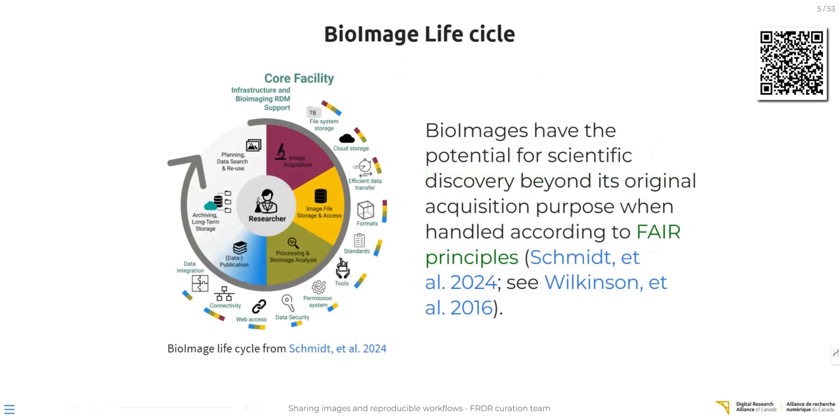This diagram illustrates the life cycle of bioimaging data and the infrastructure needed to manage it. From image acquisition to processing, publication, archiving, and eventual reuse, each stage depends on robust tools, standards, and support systems. When handled properly using FAIR principles, bioimages gain new potential for scientific discovery, allowing reuse and reinterpretation.